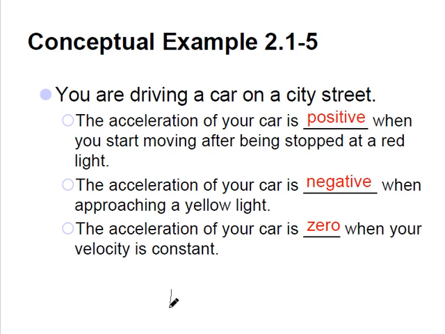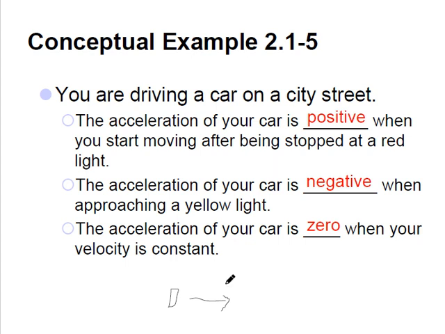So first your car's right here and you're at a stop because you're at the red light, and then you're going to move after the red light. So when you think about the acceleration, it's got to be positive because you have to move from a stop. So therefore, when you think about how acceleration applies in this example, we're driving a car on a city street.